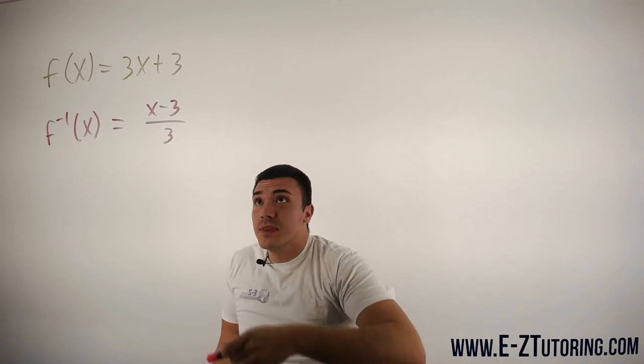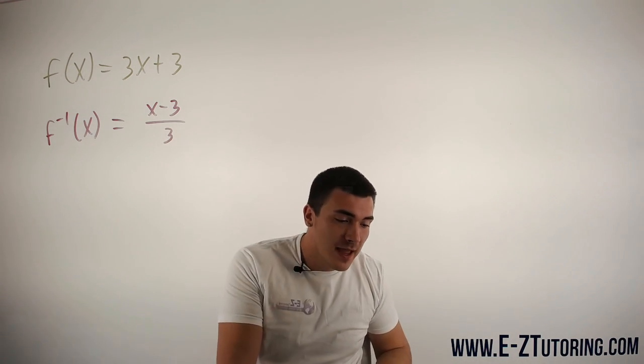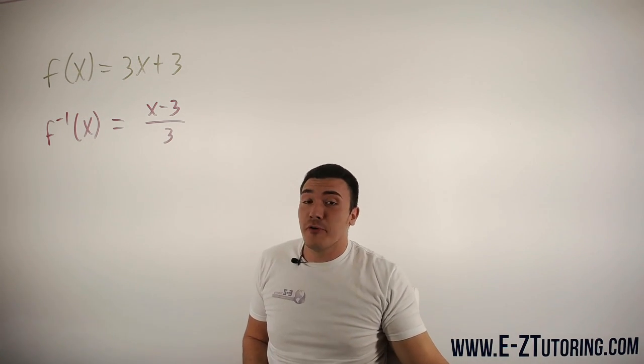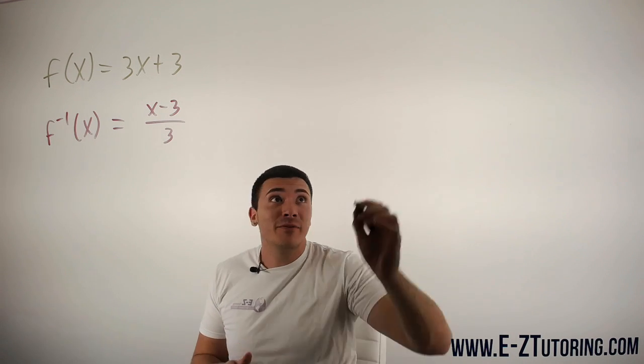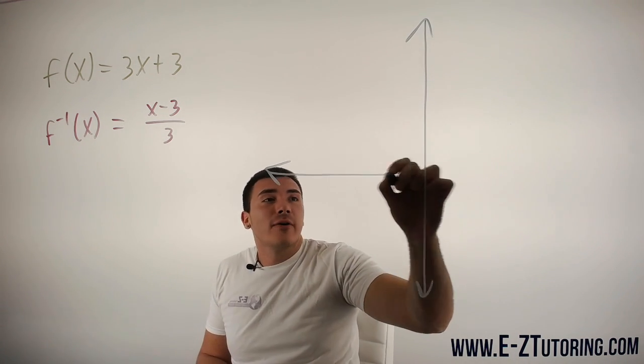All right, so this is some function of x, and this is its inverse function. I've already went ahead and found it. If you don't know how to find inverses, be sure to check out my video on that. All right, so now let's make an xy graph over here.